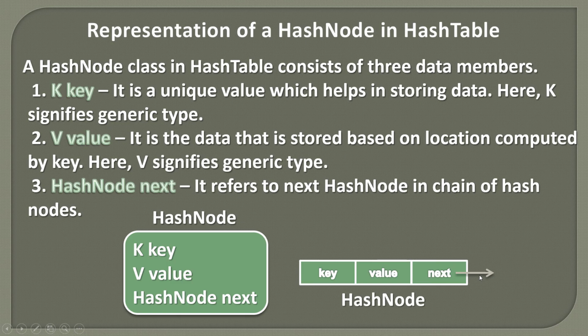So usually when we implement a hash table, the hash node is nothing but a private class inside the hash table which helps us in implementing the operations performed by the hash table. Those operations we will discuss in detail in our upcoming videos.